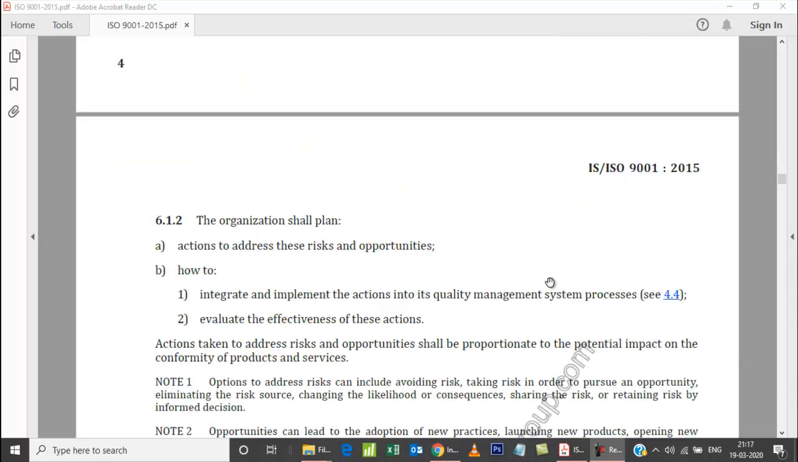Through the clause 6.1.2, it is asking you to integrate the risk and opportunity action plans within the quality management system processes and evaluate the effectiveness of these actions, and that such action taken to address risks and opportunities should be proportionate to the potential impact on the conformity of product and service. If a particular risk has a higher likelihood of impacting the conformity of your product or service, the control around such risks and opportunities need to be higher.